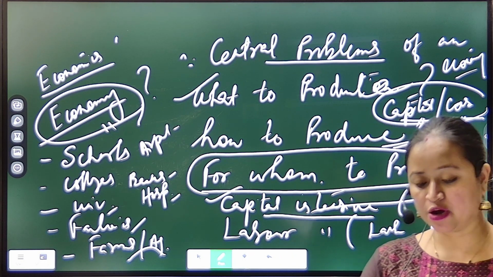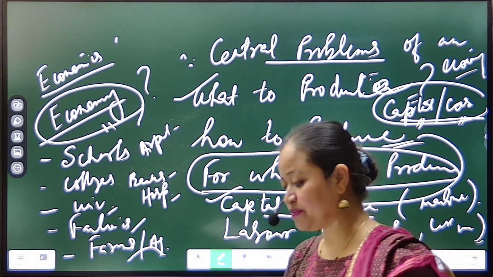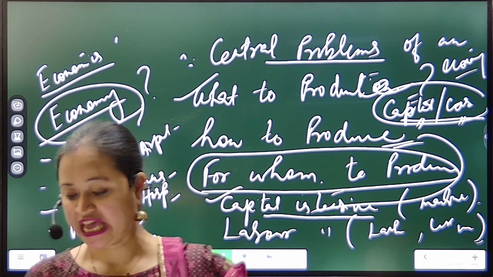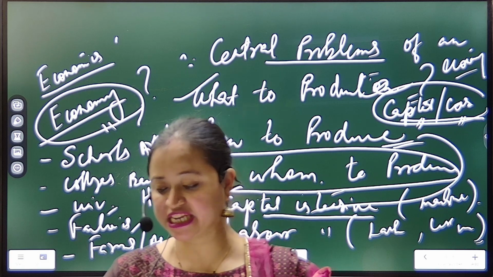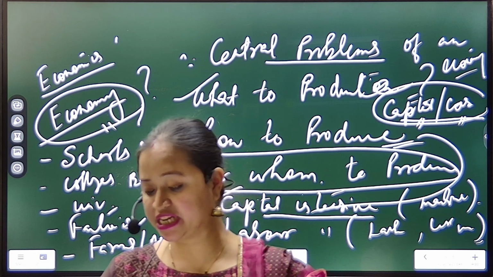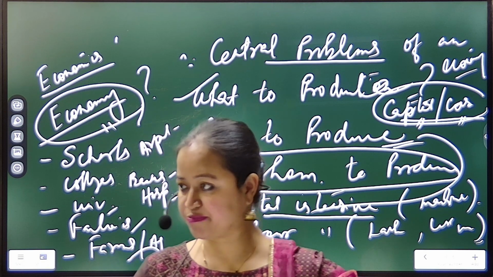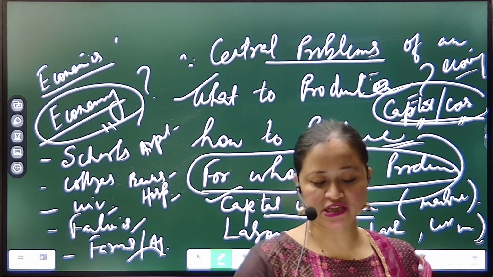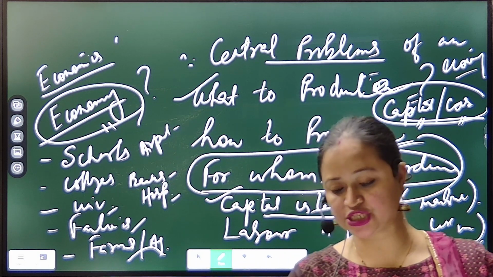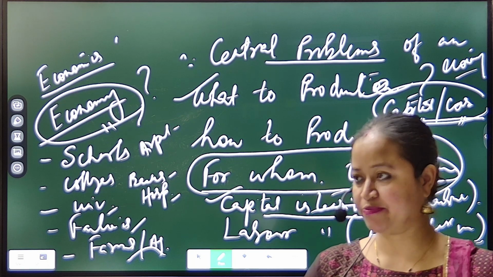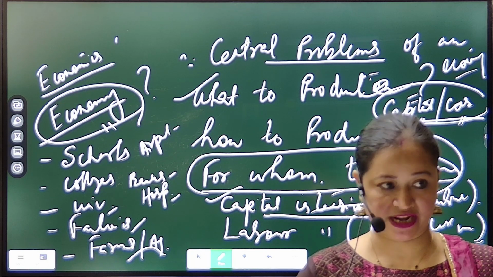Second one, how to produce. This problem is arising because of unavailability of some resources. A country may produce by labor-intensive technique or capital-intensive technique depending upon its manpower and stock of capital. Fine? Now next one, for whom to produce. Government policy determines what commodities are to be produced and for whom. Okay, so government will determine. Fine.